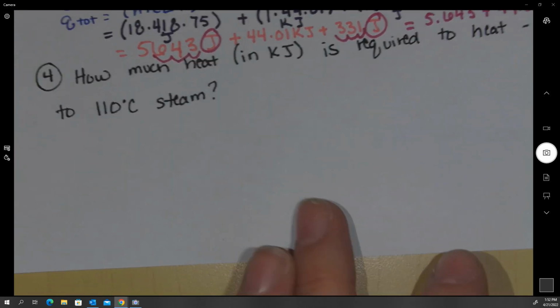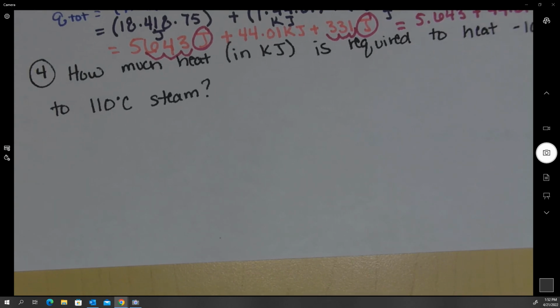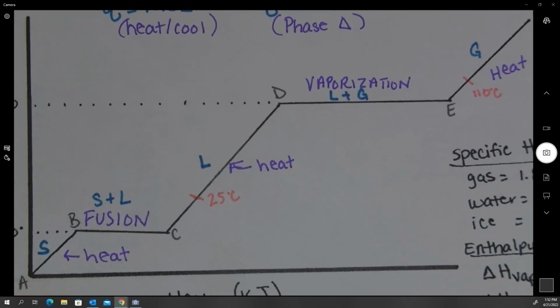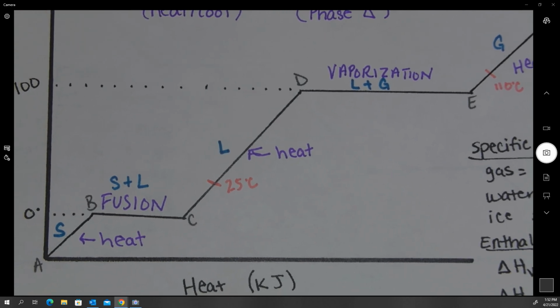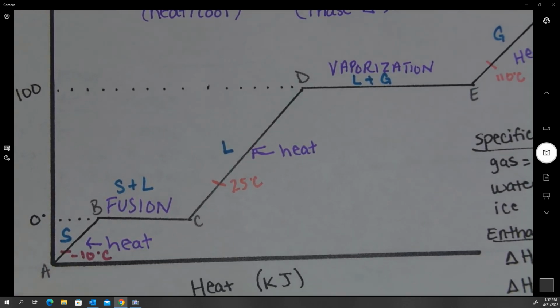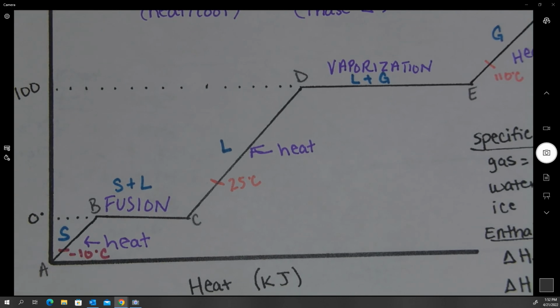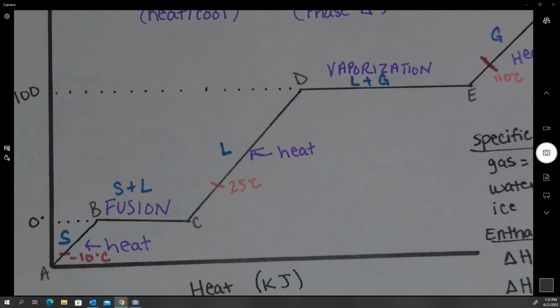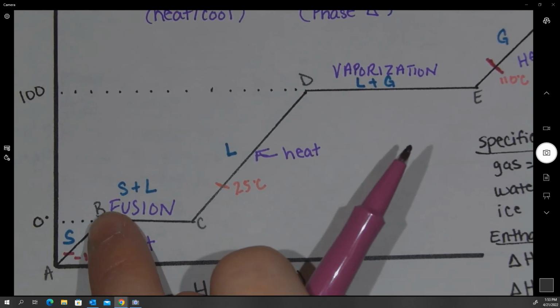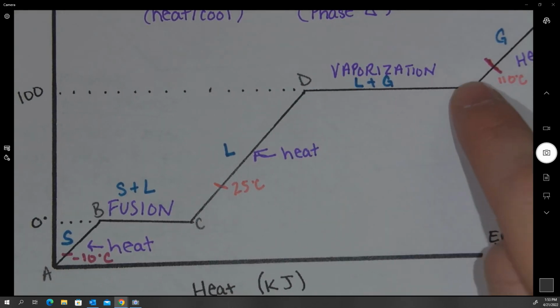Number 4 says, how much heat in kilojoules is required to heat negative 10 degree ice to 110 degree steam? So, where would we say negative 10 is at? Near what letter? A. So we're going to say this is negative 10, negative 10 degrees Celsius. And 110 is already written on here, right? So how many lines do I have to get through? 1, 2, 3, 4, 5.